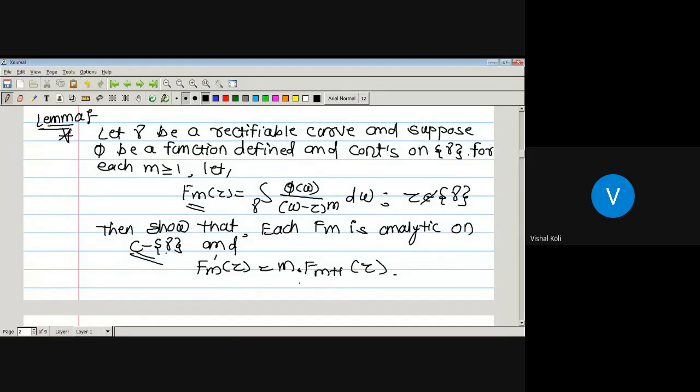Okay, that is as it is. We have to prove that analytic means it is a continuously differentiable function. So if we prove our fm of z is continuously differentiable, then the given function fm is an analytic function. Okay, and if it is analytic, then we have to prove that fm dash of z is nothing but m into fm plus 1 of z. Let us see the proof.